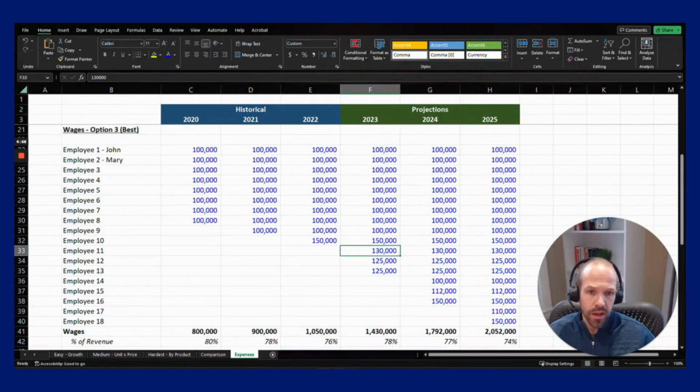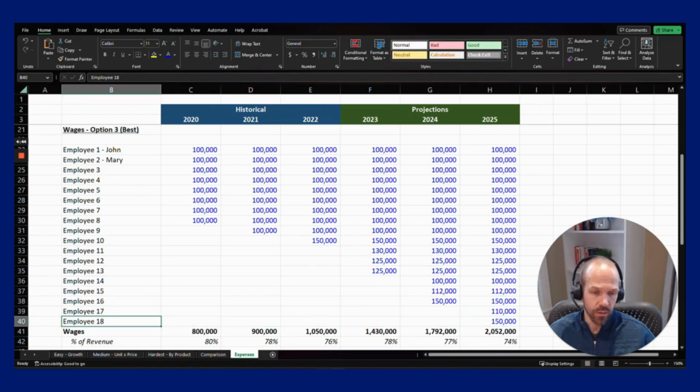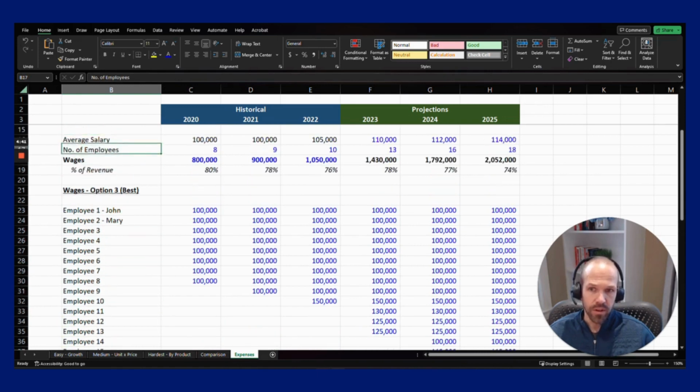So in 2023, we add those 3 employees that we were projecting here. In 2024, another 3 employees, and in 2025, another 2 employees. So that gets you to a total of 18 employees that we were projecting if we look at this method up here at 13, 16, and 18.